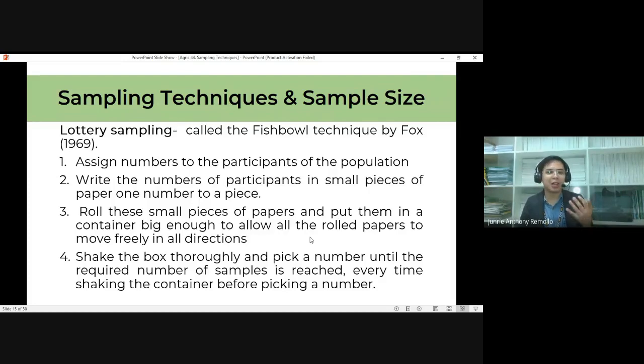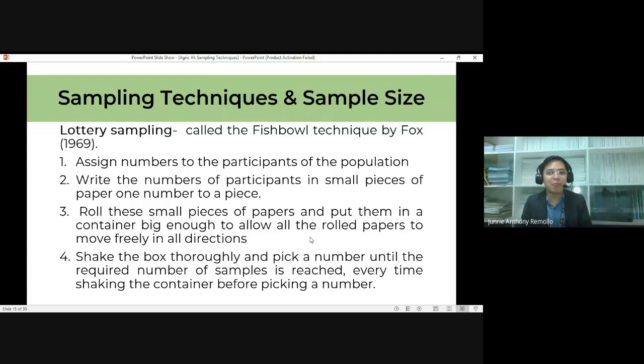nakapaglaro na kayo ng lotto, no? Or nagtaya ka og sweltres, di ba? That is actually lottery sampling, or it is also called as fishbowl technique. Okay, so you assign numbers to the participant of the population, and then you write the numbers of the participant in small pieces of paper, one number to a piece. No, mura natag nag-agent sa hanang Lotto Center.